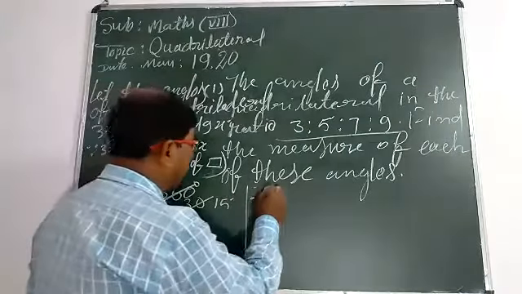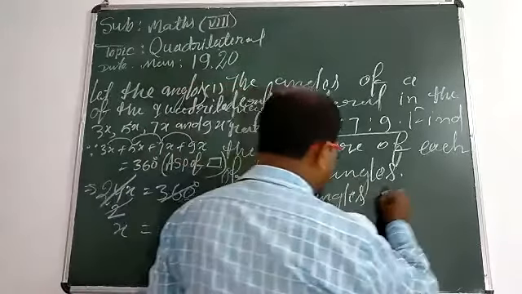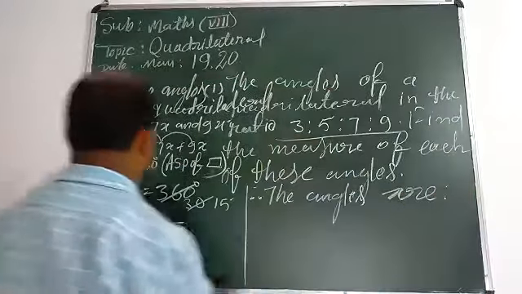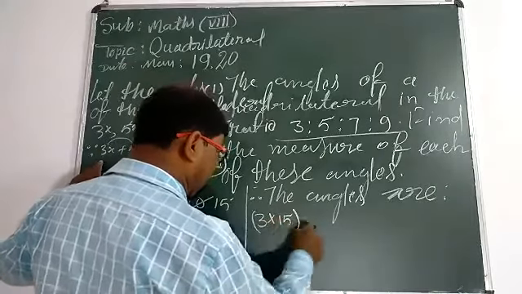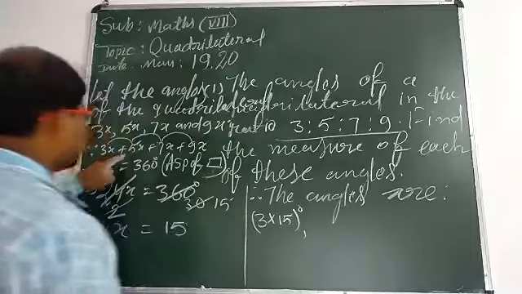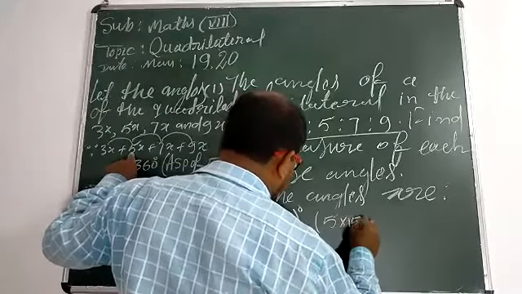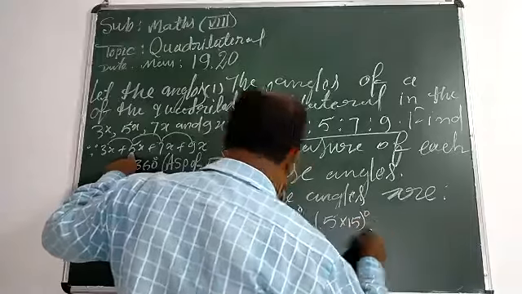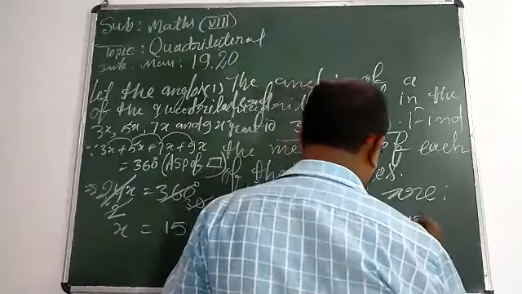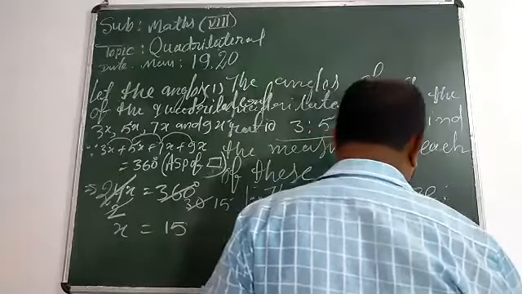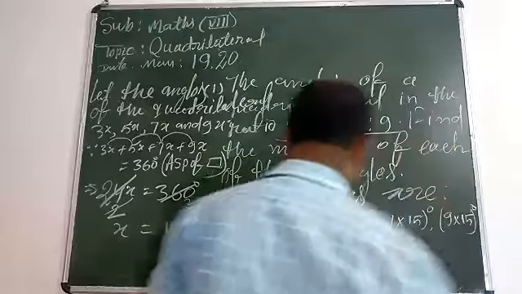So the angles are what? 3x, that means 3 multiplied by 15 degrees. Second, 5x, that means 5 multiplied by 15, because the value of the variable here is 15. Third one is 7 multiplied by 15 degrees, and fourth one is 9 multiplied by 15 degrees.